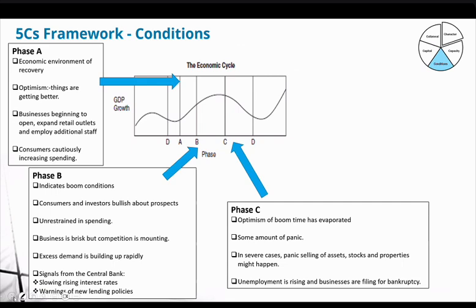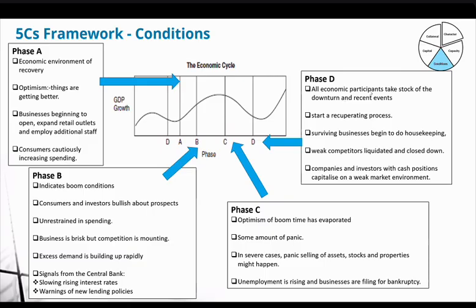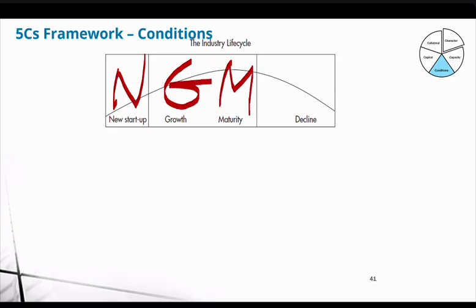Phase C, the boom time has evaporated, there is some amount of panic, and in severe cases, panic selling of assets, stocks, and properties. Unemployment is rising and businesses are filing for bankruptcy. And D, all economic participants take stock of the downturn and start recuperating. Society and business begin to do housekeeping, and weak competitors liquidate and close down. I want you guys to write down for slide number 41 these 4 letters: N, G, M, D.